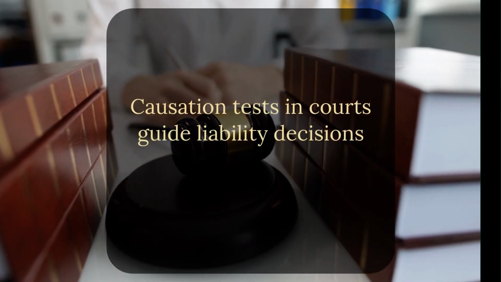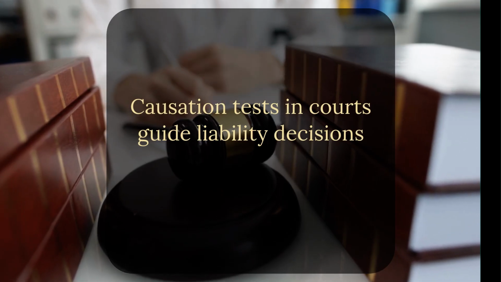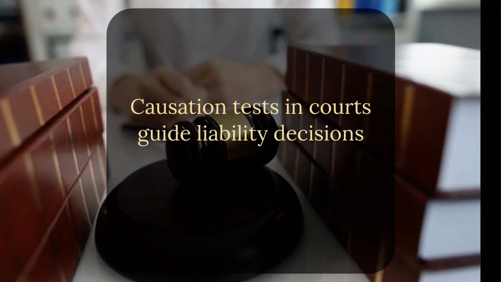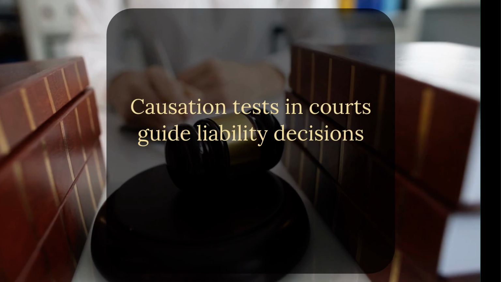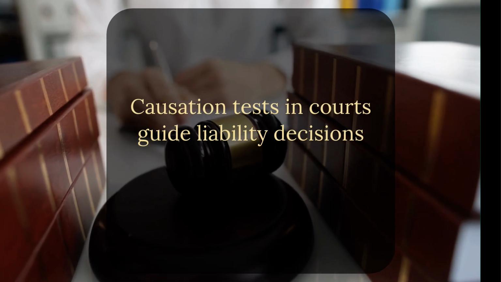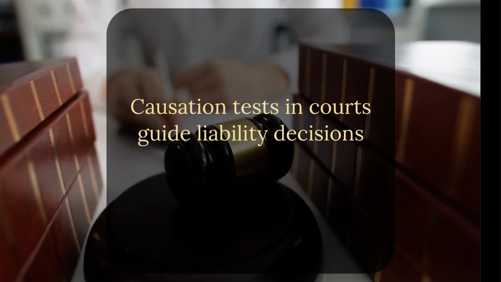Courts use specific tests for causation. The but-for test determines direct links. The material contribution test assesses multiple causes. These tests guide fair liability decisions. Understanding these tests is crucial for negligence claims.